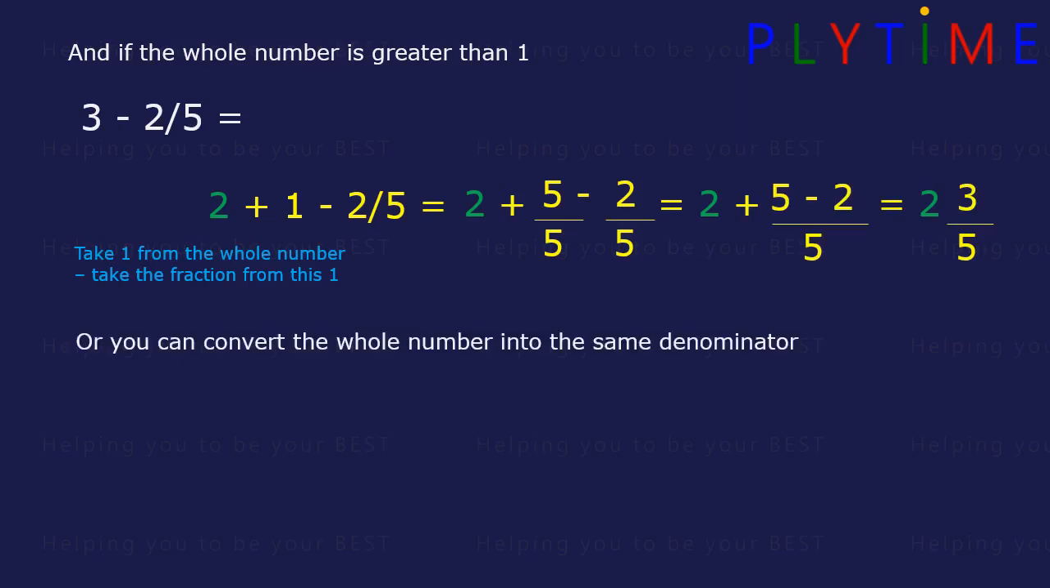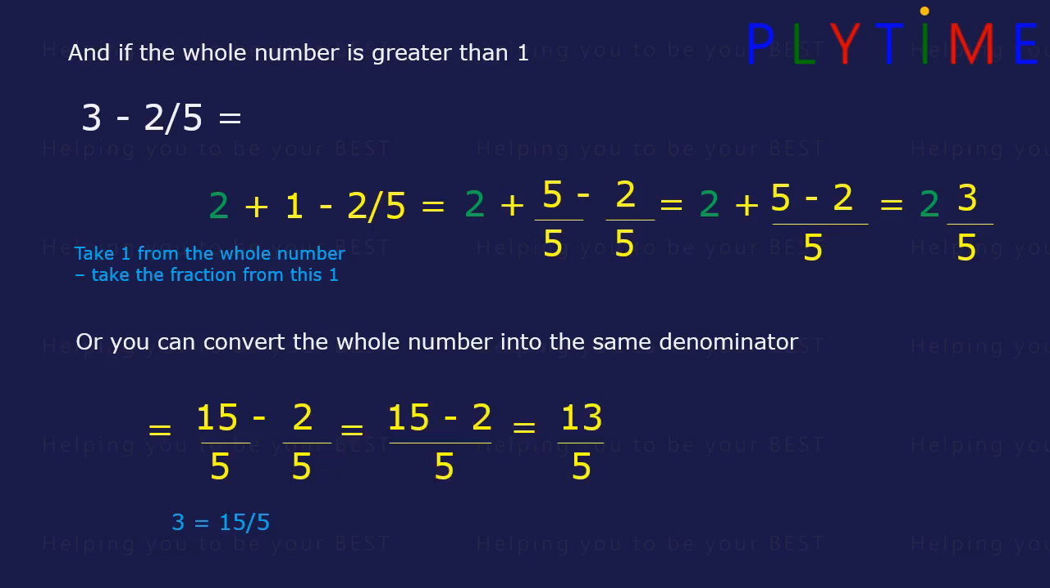Or you can convert the whole number into the same denominator. So 3 is the same as 15/5. We have 15 minus 2/5. And 15 minus 2 equals 13. 13/5. Now we need to simplify it to a mixed fraction. 2 is 10/5. We have 2 and 3/5 remaining.